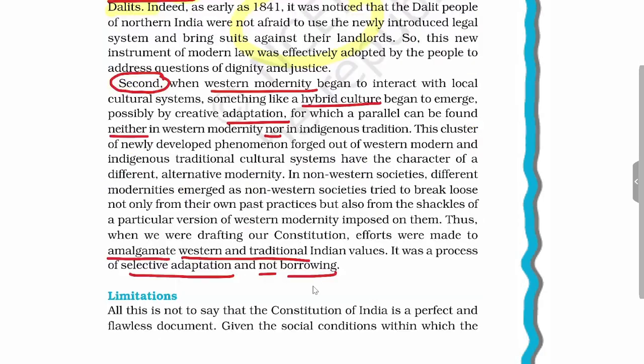Second, because of Western modernity, there is a hybrid culture. So it is adaptation and not imitation of Western culture. Because of the amalgamation of Western and Indian traditional values, it cannot be called borrowing, but selective adaptation.